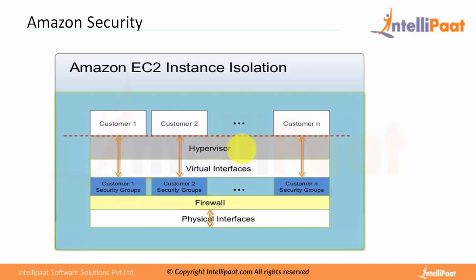If we try to simulate the case, what happens? Somebody types, okay, abc.xyz.com, just an example, and that maps to some IP of Amazon. The request would first come to the firewall, then filter out the things, and then using a virtual interface it would redirect your request to instance 1, 2, whatever instance it is.